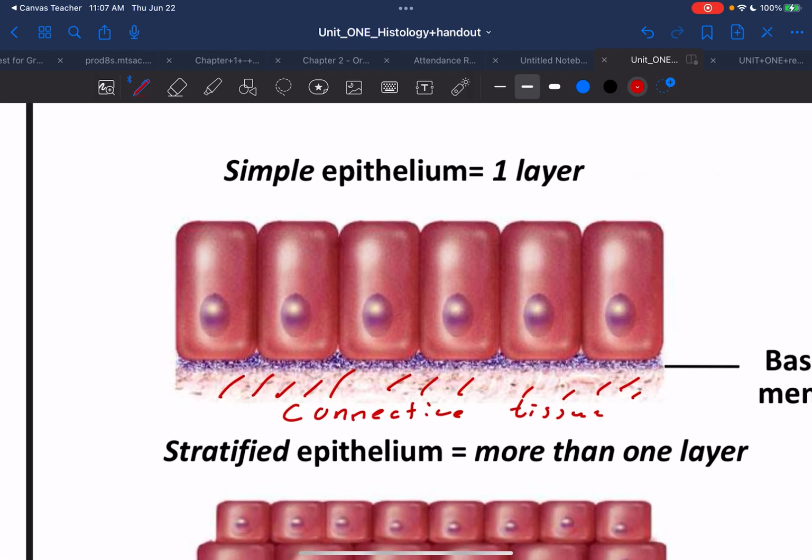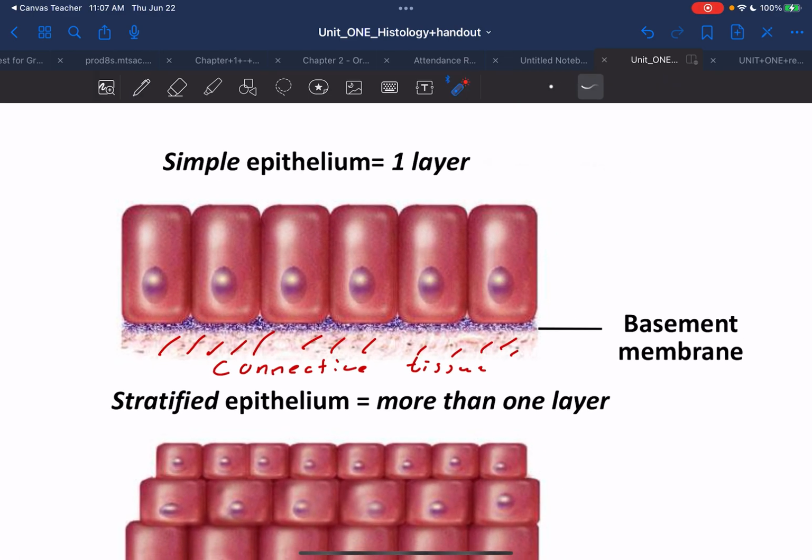And so, naming-wise, you can see that here, this is a very easy way of understanding. Whenever they're called simple, they have 1 layer. That's it. You can see all the nucleus, or the nuclei, they all arrange themselves in 1 even row. Simple.